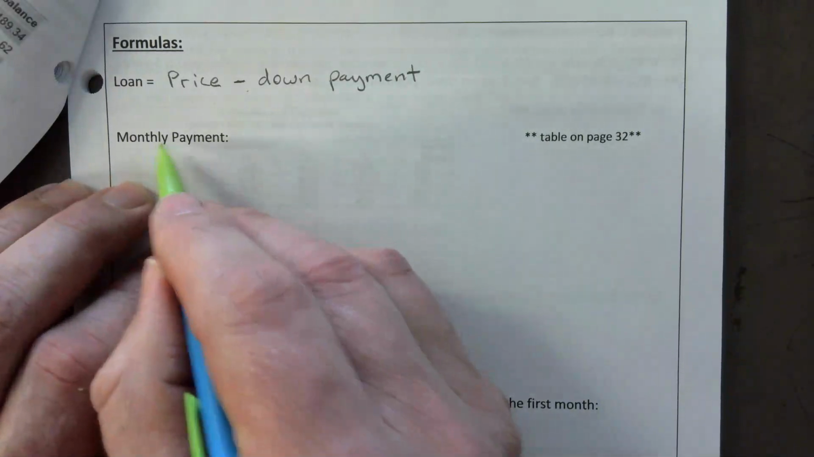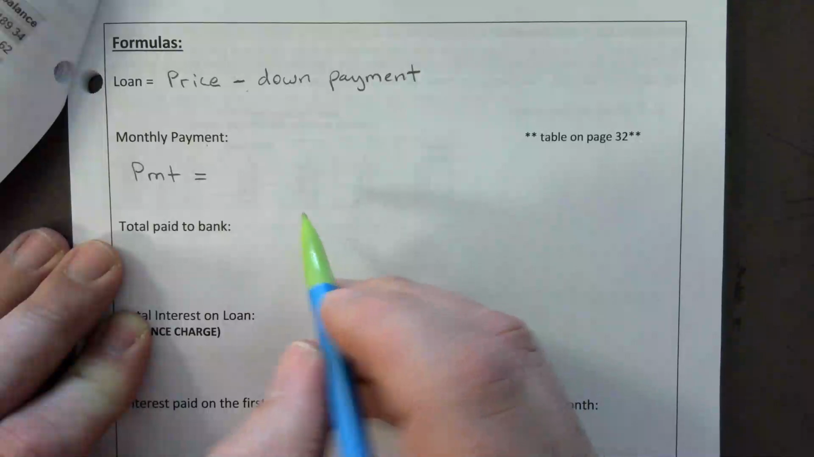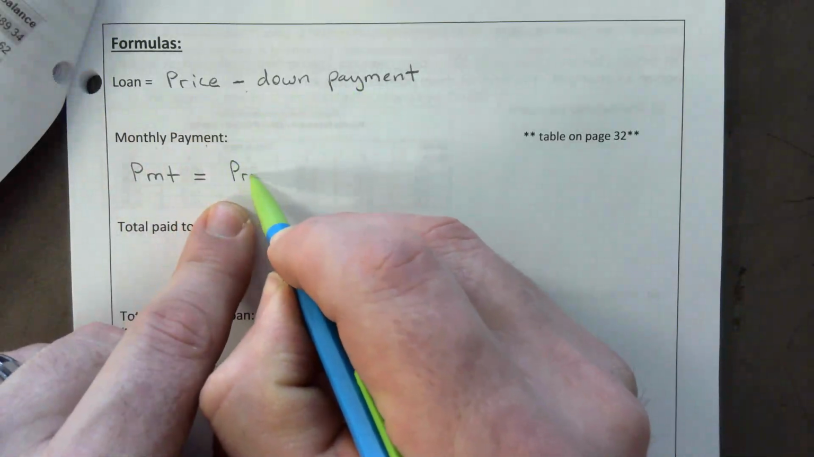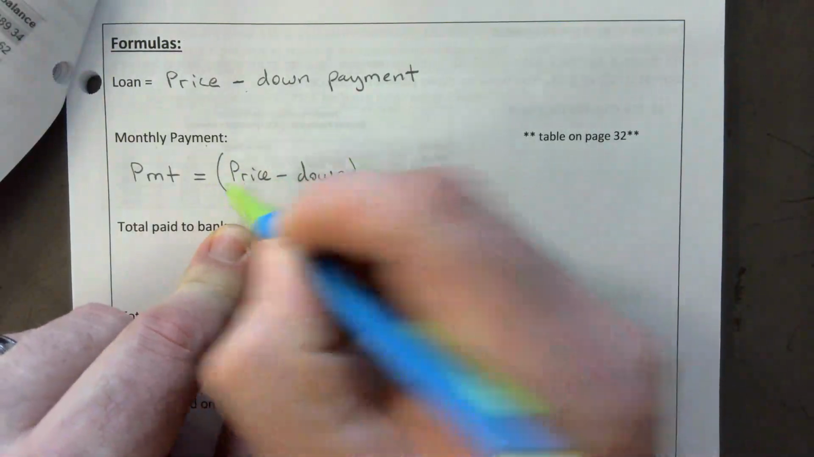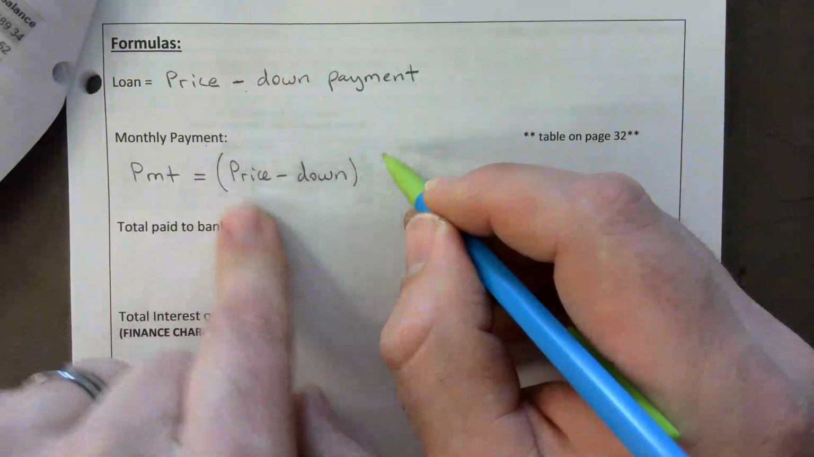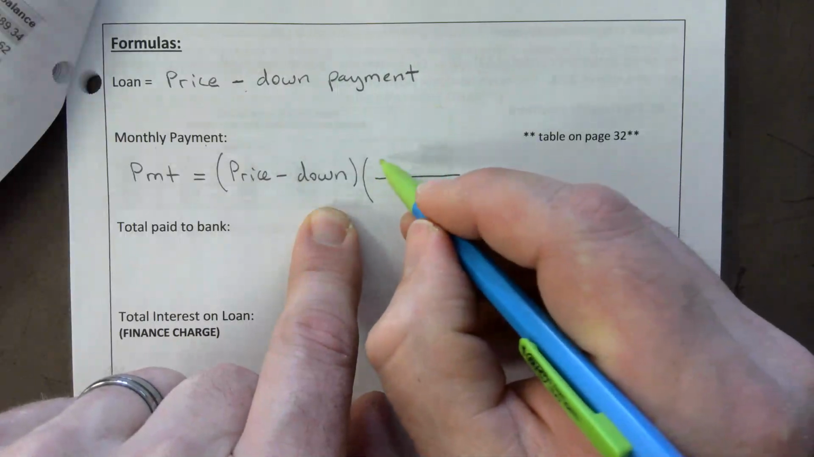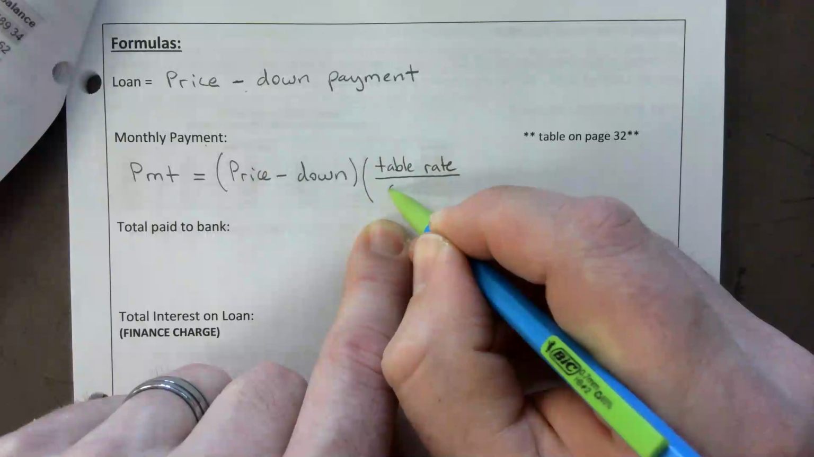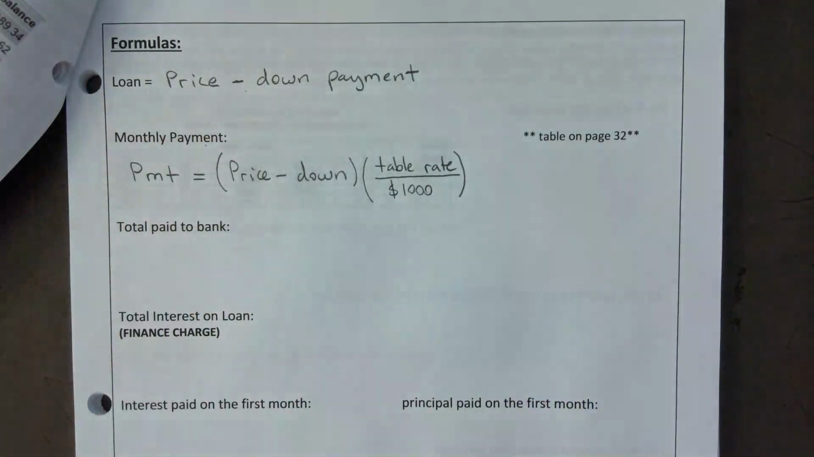And the monthly payment is calculated as follows. So payment, I will repeat what I just did here, okay? You take the price minus down, and then that number is going to be our loan, okay? You multiply this by a table rate. And that's going to be per $1,000 of loan, that rate that you're going to get. I'll show you where that table is later.